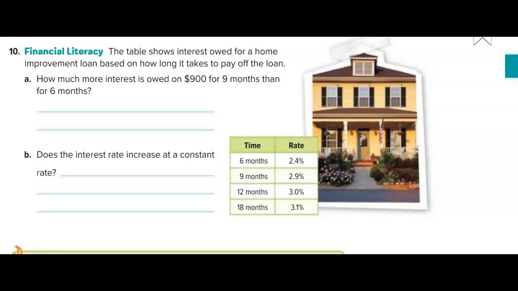All right, so I'm looking at page 172, number 10. It says the table shows interest owed for a home improvement loan based on how long it takes to pay off the loan. How much more interest is owed on $900 for 9 months than 6 months? So first of all, we have to figure out how much interest is going to be owed on 9 months and owed for 6 months.